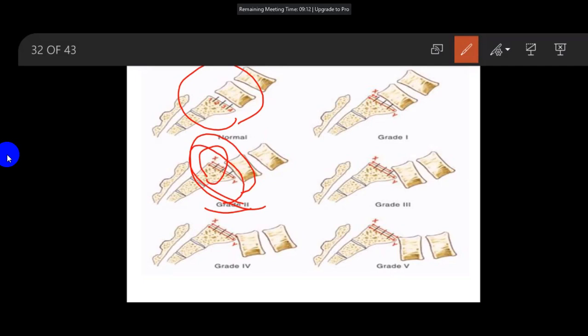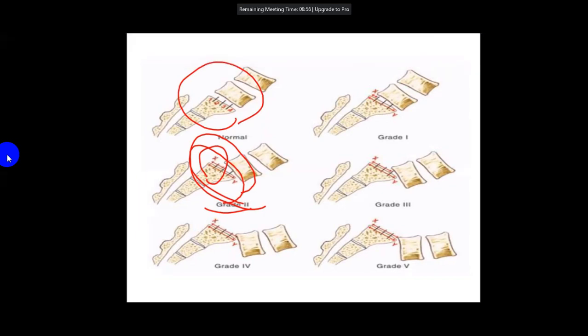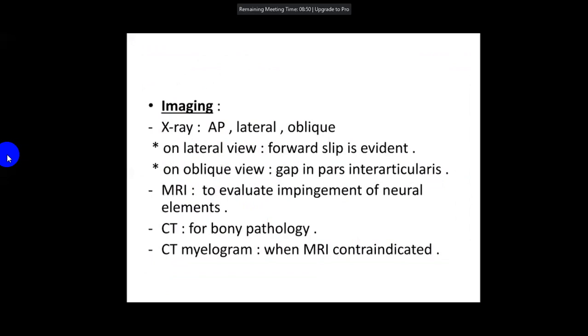We should know that grade 1 and 2 on the Meyerding classification are usually called stable slips, which usually don't progress to more severe slippage. Grade 3 and grade 4 are severe slips. Severe slips are unstable and they progress. So in management, we will know that grade 3 or 4 are unstable slips, and they always need surgery.